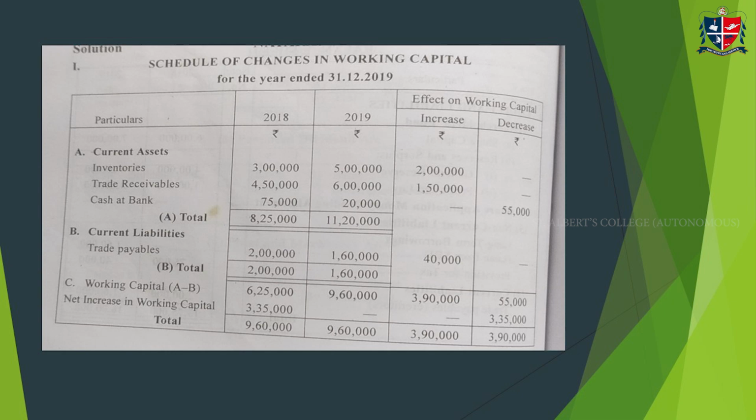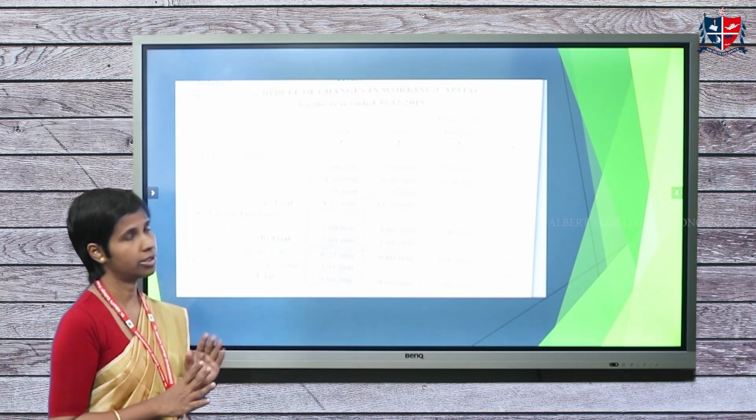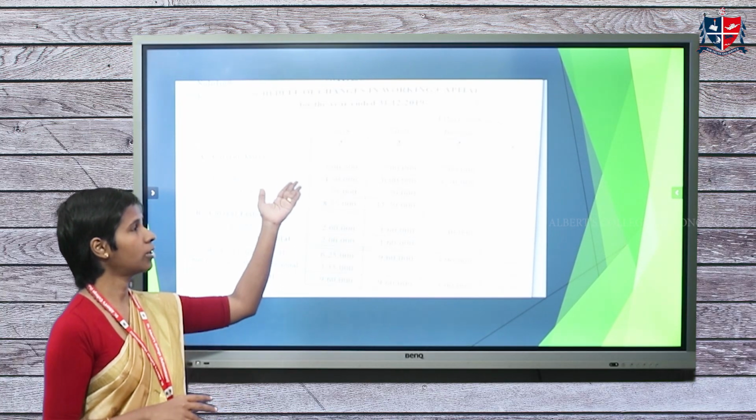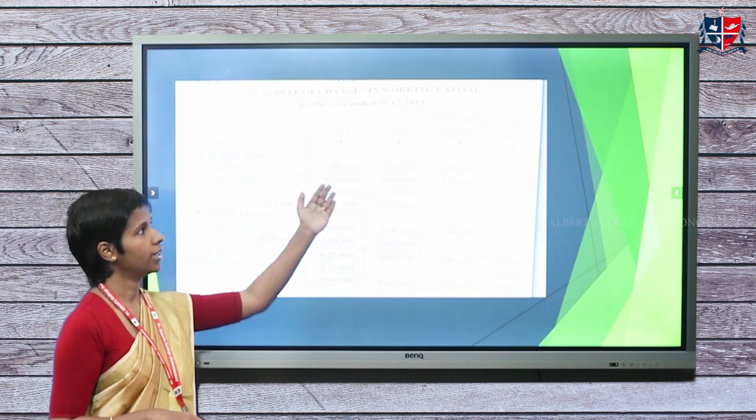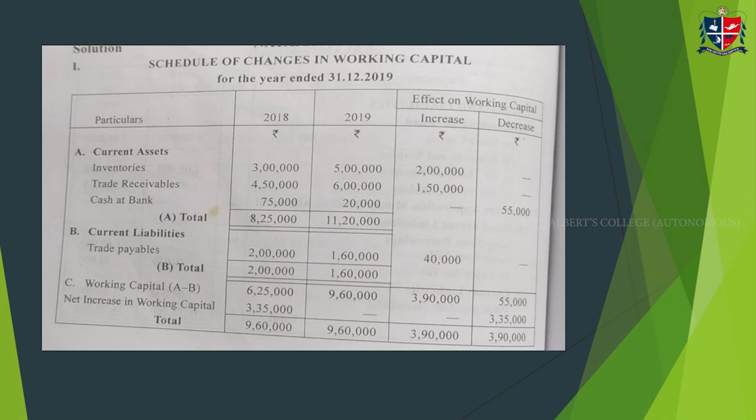Now let us take one example. This is the format, or the solution, for a problem on finding the schedule of changes in working capital. Here 2018 is the previous year and 2019 is the current year. In the question, the current assets are inventories, trade receivables and cash at bank. Inventories in the previous year are 3 lakh and in the current year 5 lakh.